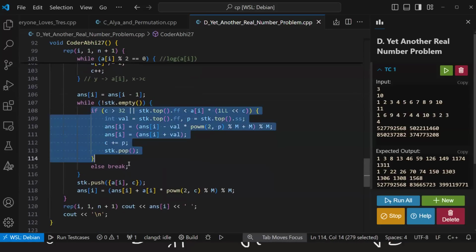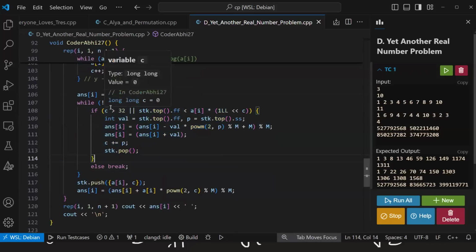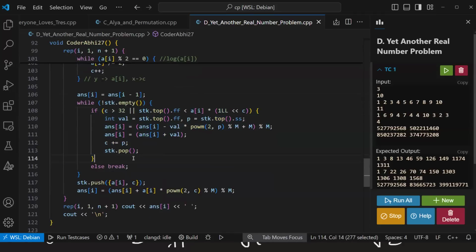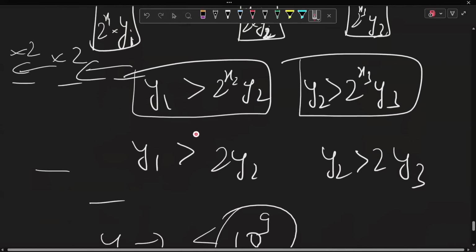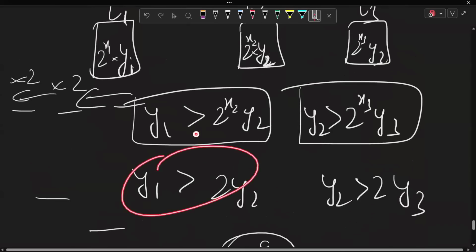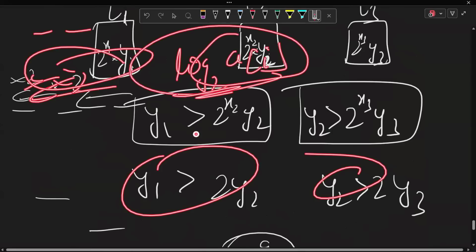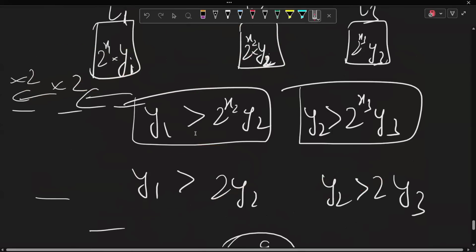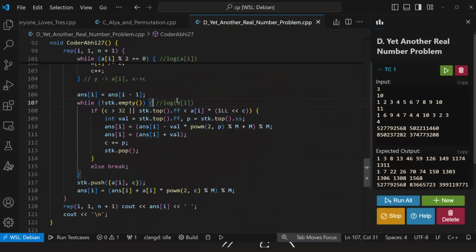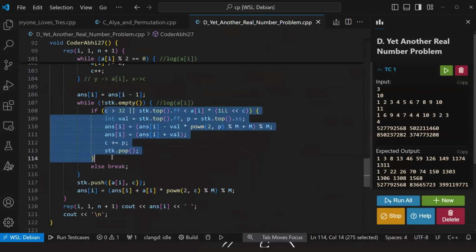After that, this while loop, overall, as I explained there in the proof, this stack would at max have a size of log of AI, which is about 30. So this would also run at max log of AI times only, which is what I explained here in the proof, that it would go at least two times. So at max, it would have log base 2 of AI times only, at max 30 steps only. So this while loop would also run at max log of AI times only.